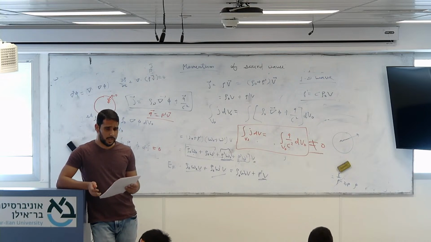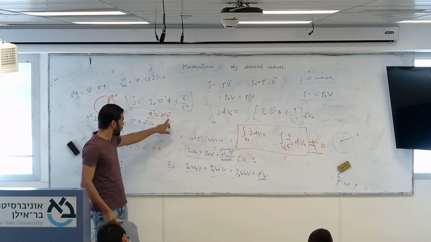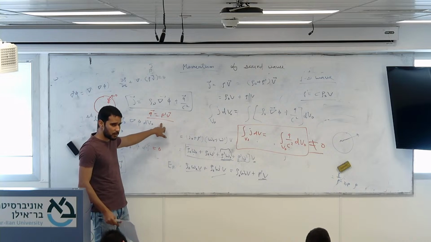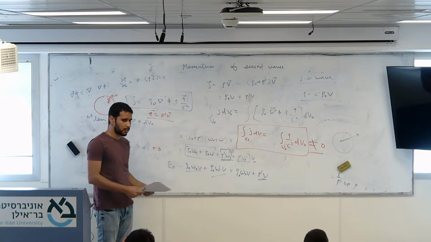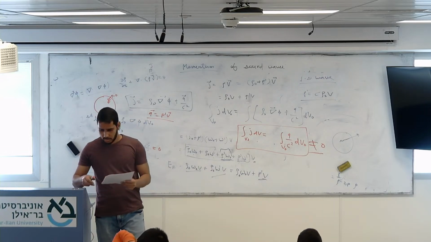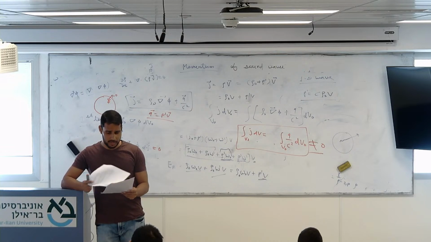And why did we consider the second order term? Because the momentum in itself is second order. V is small, V prime is small. The first order term does not contribute. This is why you have to take the second. Okay. So now we are done with sound, what I targeted.